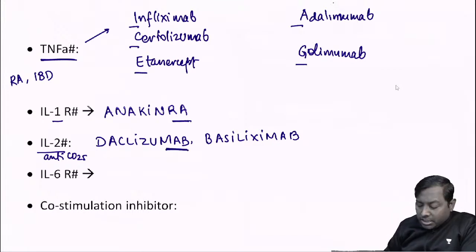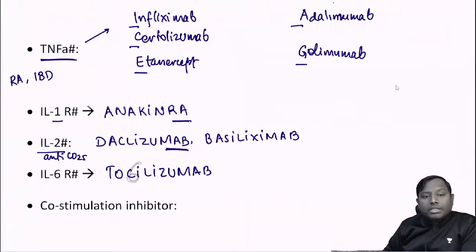Remember interleukin 6. I used to tell you to remember tocilizumab. In its name, a 6 is coming, see tocilizumab. I want you to read it as tocilizumab. Then as rightly said by one of you, sarilumab. S for 6, sarilumab.